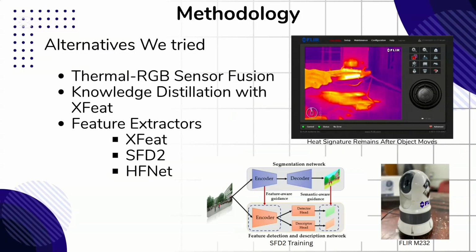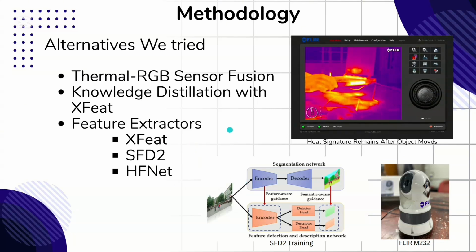These are some other alternatives we considered. We first considered thermal-RGB sensor fusion for the SLAM system, and we tried knowledge distillation to distill the model to have less complexity. We also tried XFeat, SFD2 and HFNet, but due to the timing constraints and complexity of our project, we stuck with the SuperPoint-based extractor.